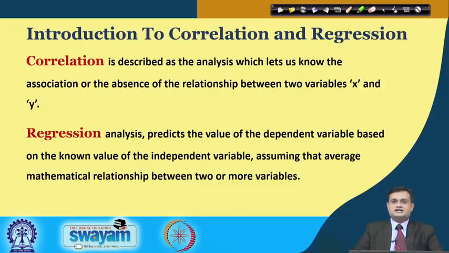The technical definition, if you see, then correlation is described as the analysis which lets us know the association or the absence of the relationship. There could be a relationship, there could not be. So, if there is a relationship, then what is that relationship between variable X and variable Y? Regression on the other side predicts the value of the dependent variable based on the known value of the independent variable, assuming that the average mathematical relationship between two or more variables is prevailing.